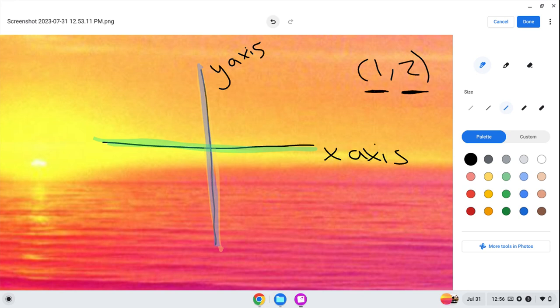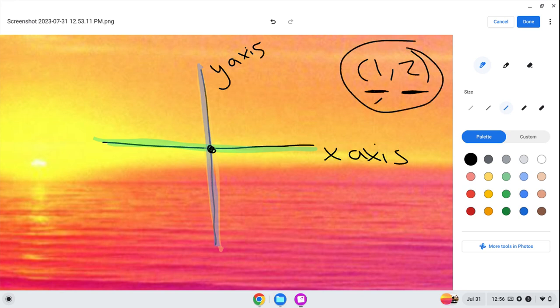So this middle point, where the blue line intersects the green line, where the x-axis intersects the y-axis, that's always going to be 0, 0. It's like it hasn't gone up, left, right, or down. It's just straight in the middle. It's 0, 0. But with our point here, we have 1, 2.